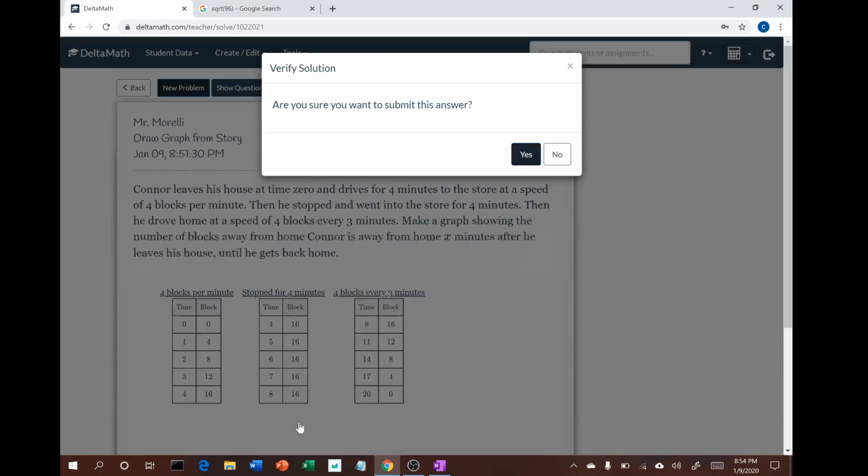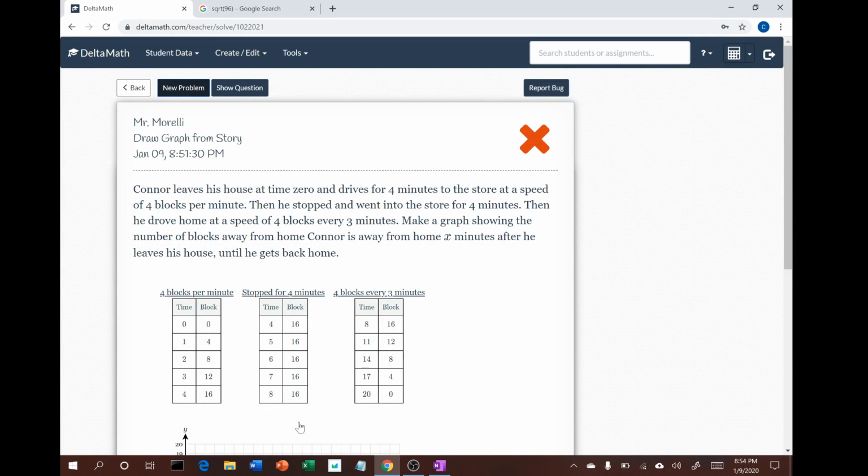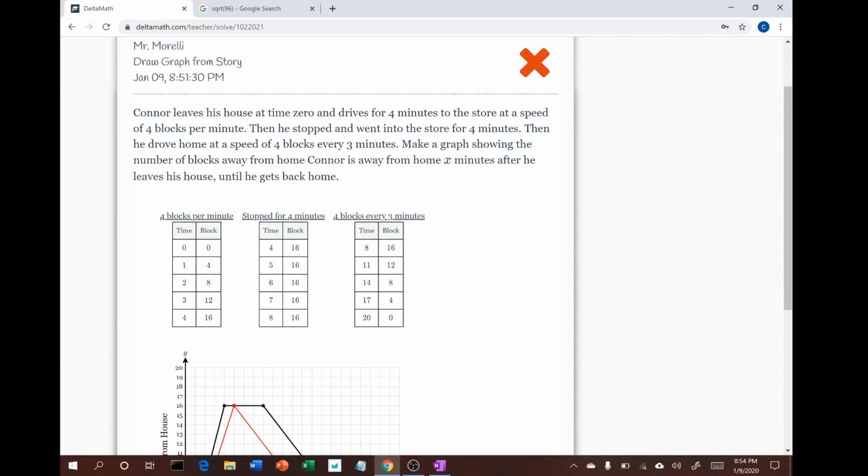Let's see. No. Oh, he stopped for 4 minutes. Oh, come on. I forgot that part. Okay, well, that's actually pretty good. Okay, so it teaches that.